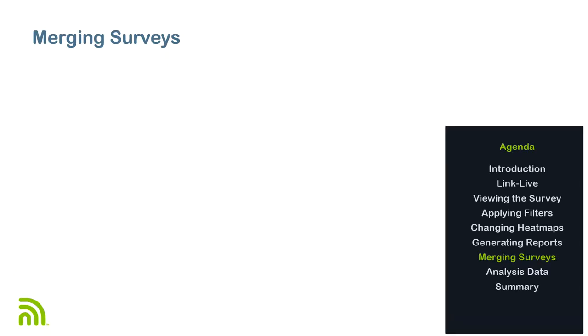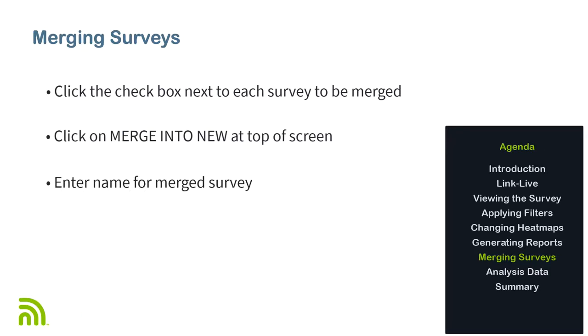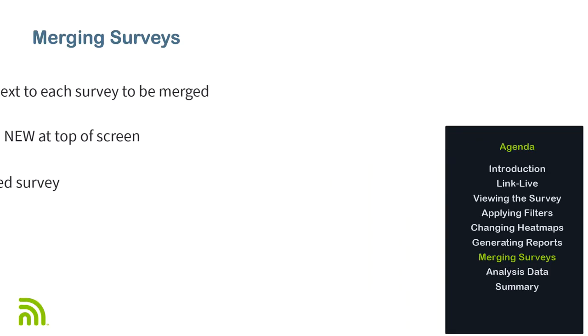To merge two or more surveys within the same floor plan and calibration, click on the checkbox next to each survey within the AirMapper section of Link Live. At the top of the screen, click on Merge into New. You will need to enter a name for the merged survey. Then click Generate. Link Live will merge the data points for each of the selected surveys into a single survey. Once created, you can view the combined survey and apply filters to create custom views.